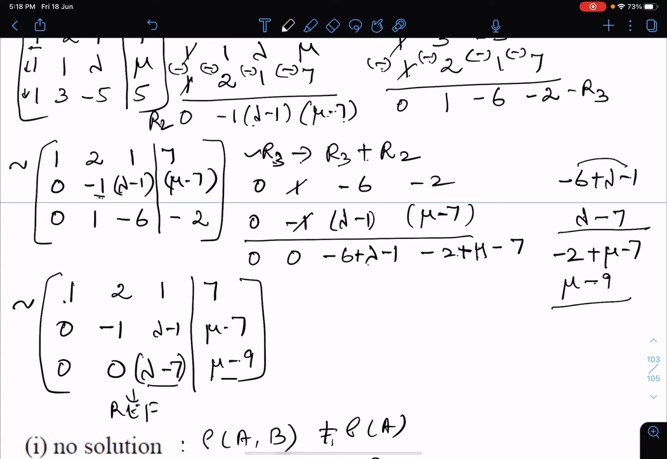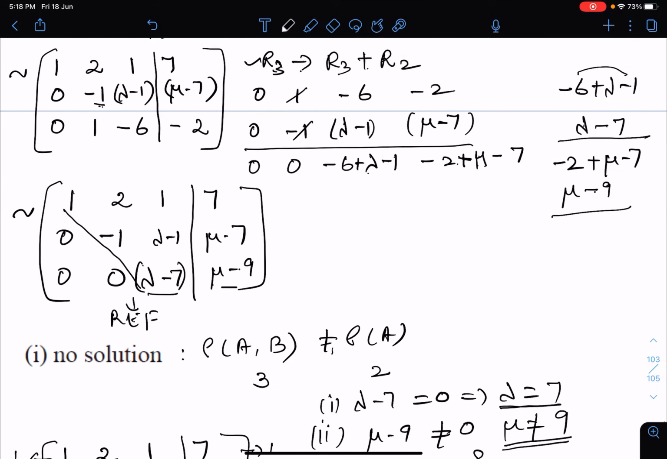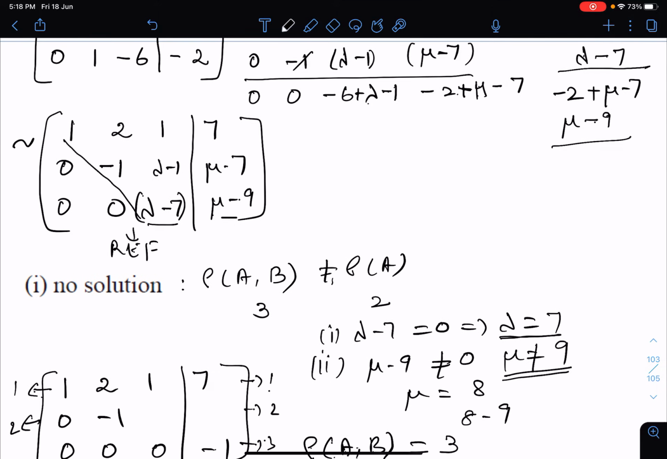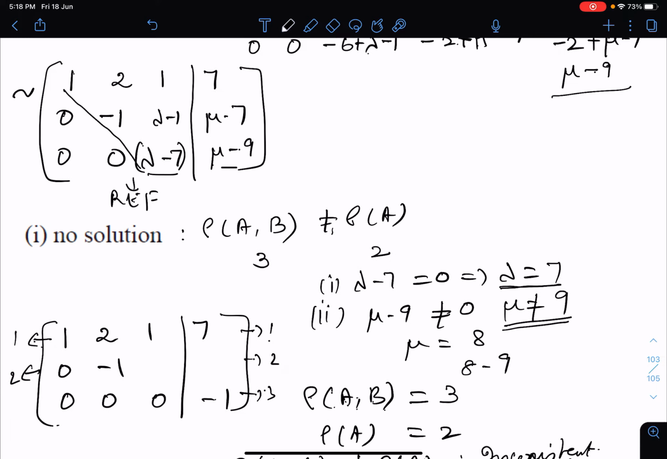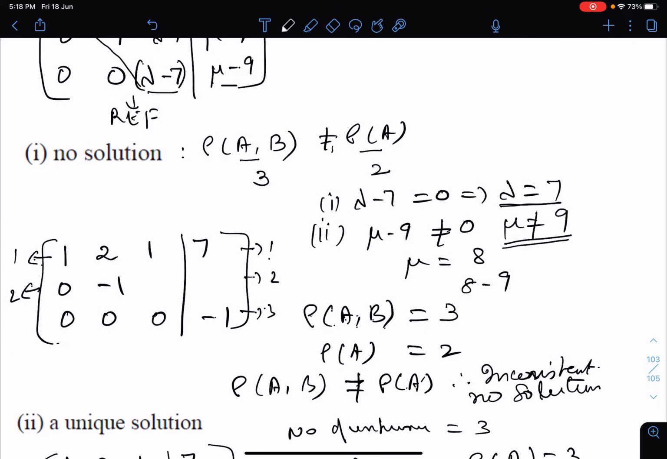Now we have reduced this to a row echelon form. Below the principal diagonal all the 3 elements are 0. Now we can go into our solutions. They have got 3 different conditions. First we'll take no solution. When do you get no solution? When the rank of AB is not equal to the rank of A. That means if the rank of AB is 3, the rank of A should be 2. So this is our condition.